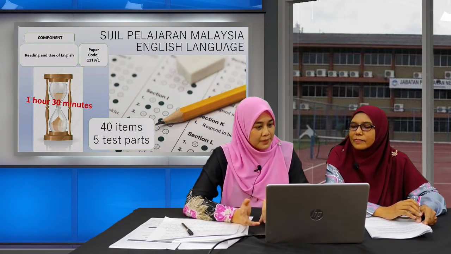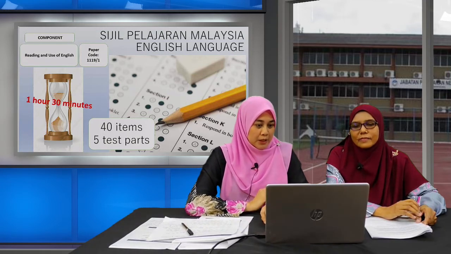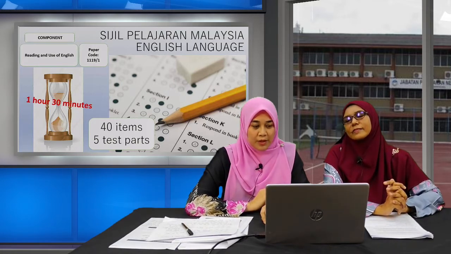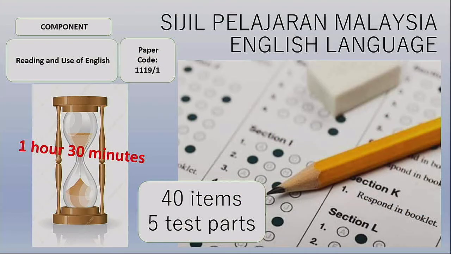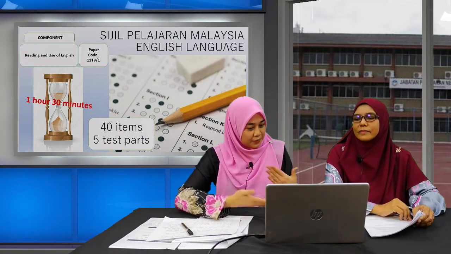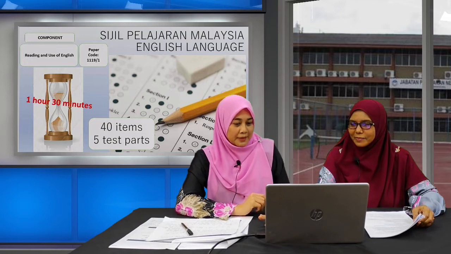Basically, the reading and use of English paper, as mentioned by teacher Zaiton previously, the paper code is 1119/1. The duration is 1 hour 30 minutes, equal to 90 minutes. The number of questions or items is 40 altogether, and these items are divided into 5 test parts. Further specification of the parts will be explained by us later on.